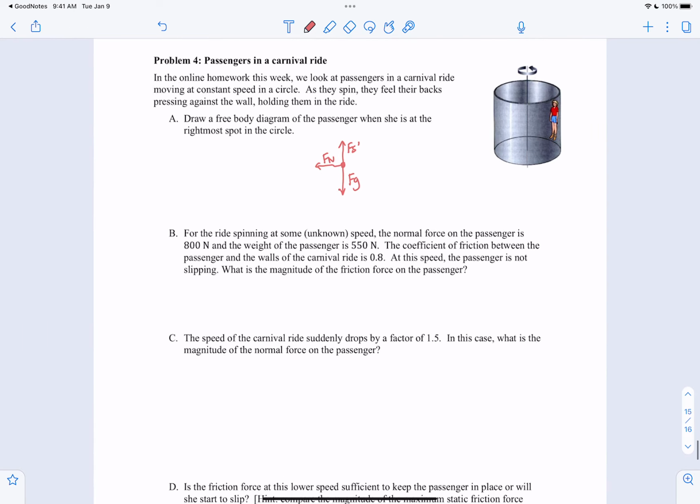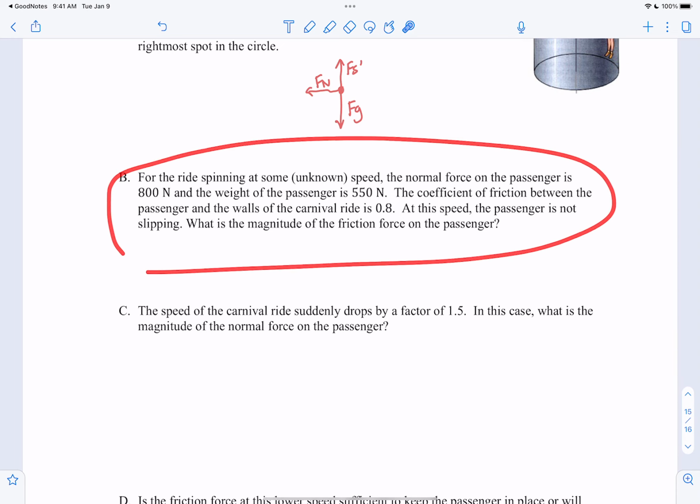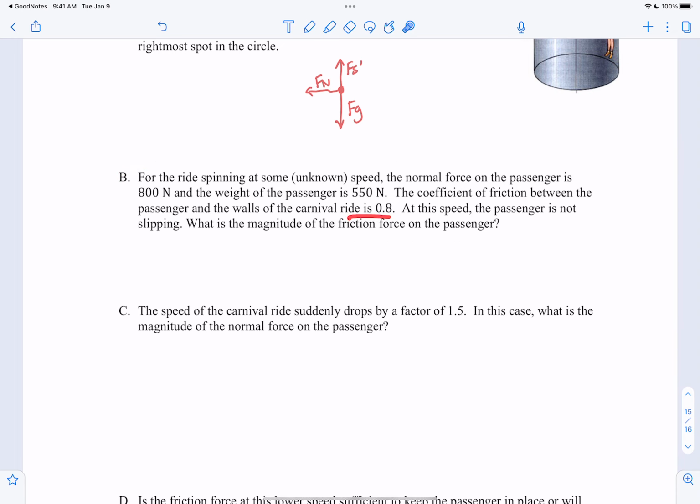For part B, it's saying for the ride spinning at some unknown speed, the normal force on the passenger is 800 newtons and the weight of the passenger is 550 newtons. Coefficient of friction between the passenger and the walls of the carnival ride is 0.8. At this speed, the passenger is not slipping. What is the magnitude of the friction force on the passenger? Now, this is very tricky because they gave you the coefficient of friction here. How do we figure out friction force?